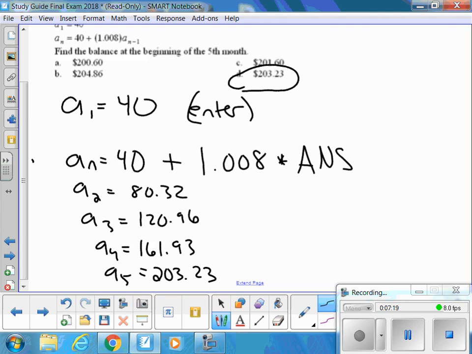Make sure you're utilizing the answer key. If you're not using the answer key, it's not going to change the previous month along as you go.